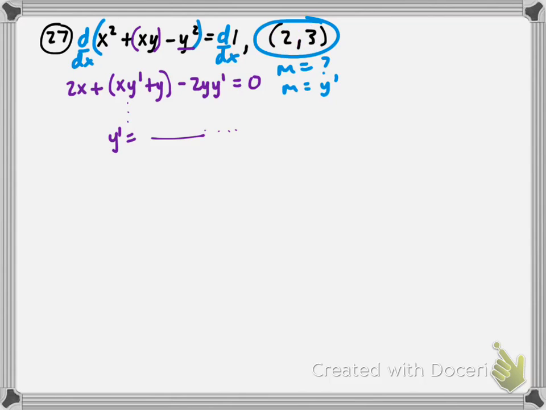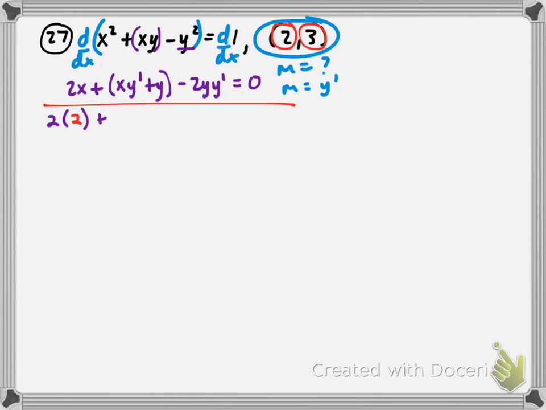But let's say we didn't want to do that. Let's say instead of simplifying and solving for y prime, we're just going to plug in our x equals 2 and our y equals 3 into this equation here. Because y prime is not going to change whether we put the x's and the y's in early or later. So in other words, we can replace x with 2.